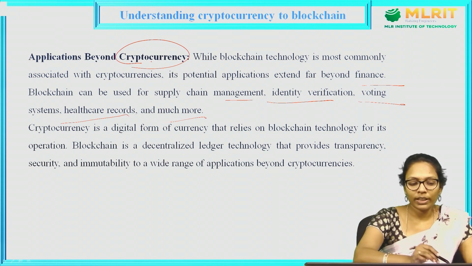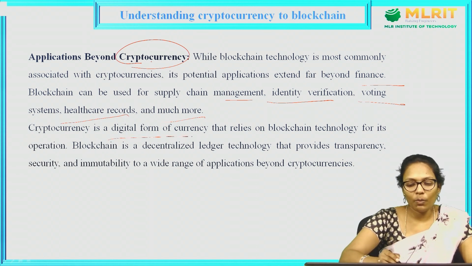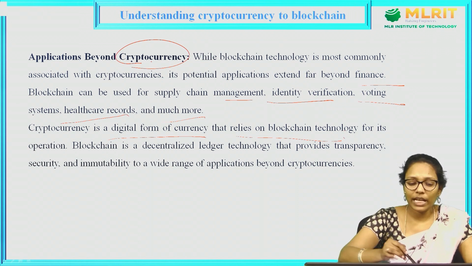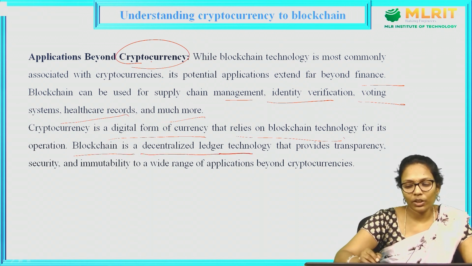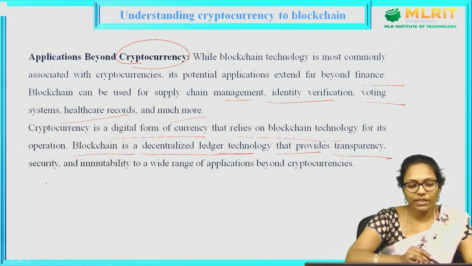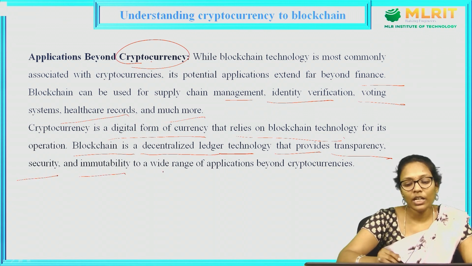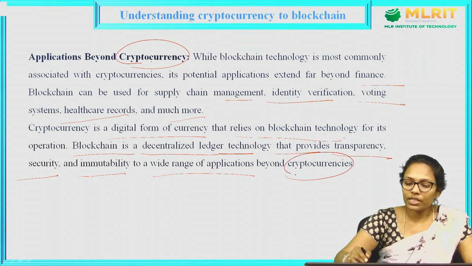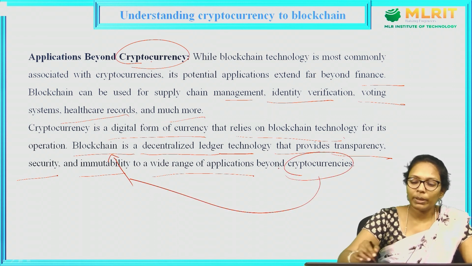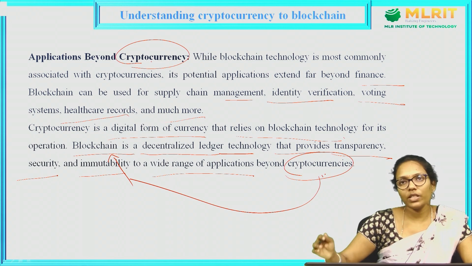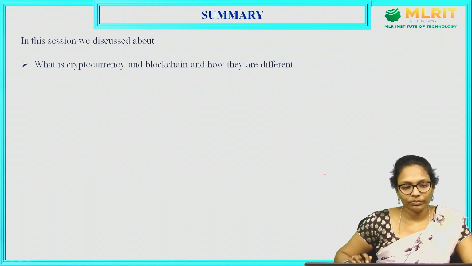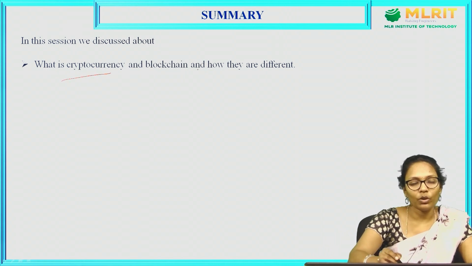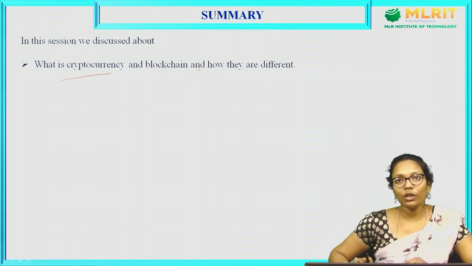Overall, cryptocurrency is a digital form of currency which relies on blockchain technology, whereas blockchain is a decentralized ledger technology. It provides transparency, security, and immutability to a wide range of applications beyond cryptocurrency. Of course, cryptocurrency is one application of blockchain, but we also have other applications. So in this video, we have discussed what cryptocurrency is, what blockchain is, and how they are different.